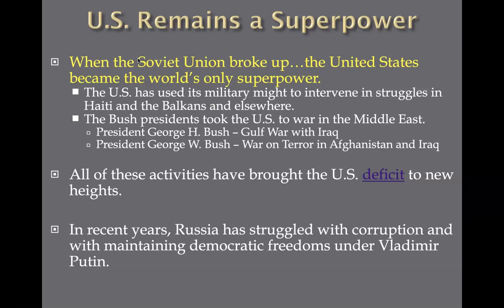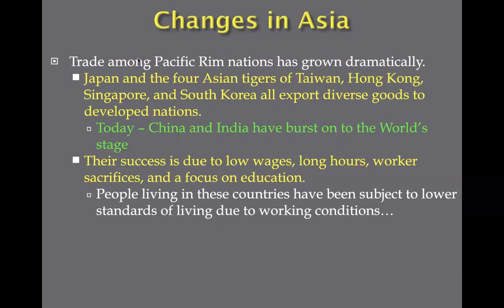In recent years, Russia struggled with corruption and maintaining democratic freedoms under Vladimir Putin. Vladimir Putin is still in charge. He's been in charge since the 90s. He keeps finding ways to stay in power. The Russian government is pretty corrupt. It has been for a long time.